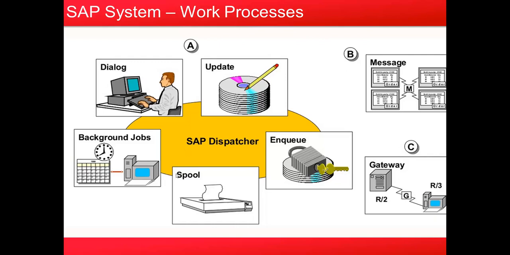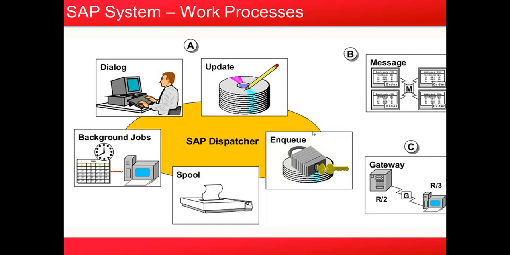Now here you can see that there is a spool work process. You need to have at least one spool work process, and this takes care of the spooling and sequential data passing to the output devices, for example printers and all.